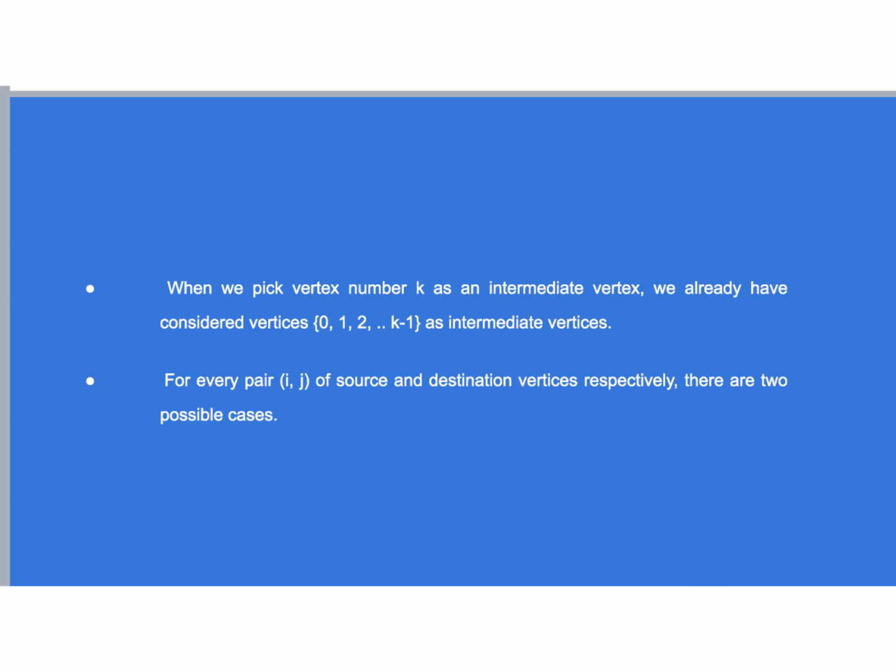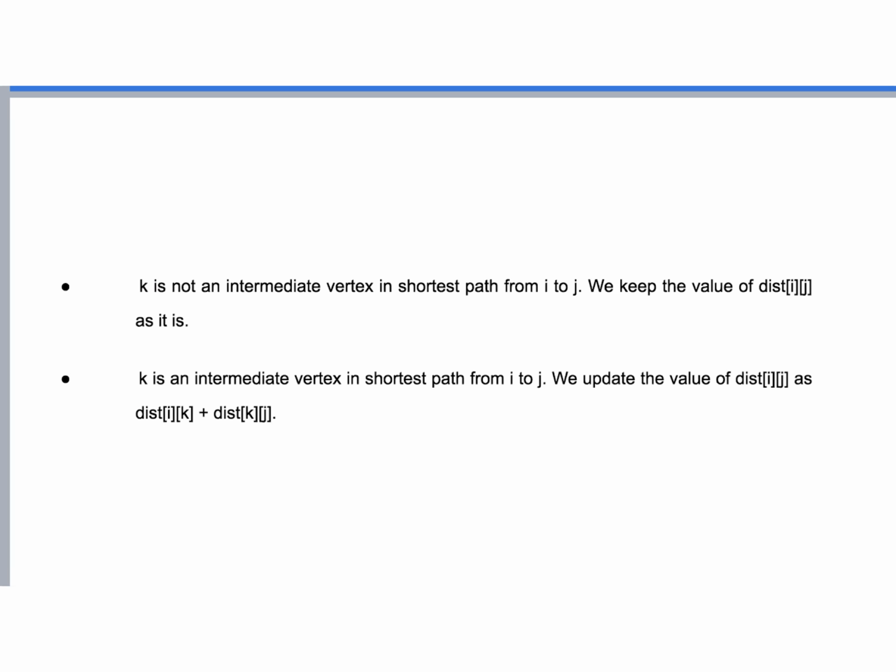So when we pick a vertex k as the intermediate vertex, we already have vertices 0, 1, 2 to k minus 1 as intermediate vertices. So for every possible i and j, source and destination vertices respectively, there are 2 possible cases. Either k is not an intermediate vertex in the shortest path i to j, so we keep the value of dist[i][j] as it is. Or k is an intermediate vertex from i to j, and we update dist[i][j] to dist[i][k] plus dist[k][j]. Let me tell you what this means exactly.